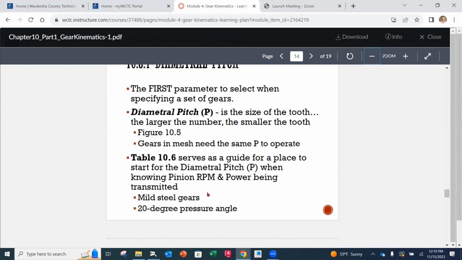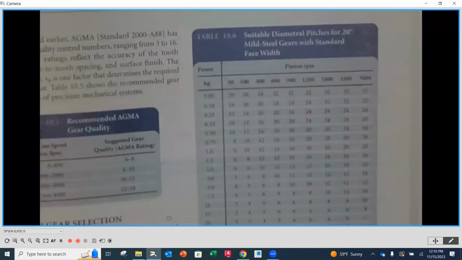Now, this table is specifically for mild steel gears, and they're all 20-degree pressure angles. If you have other specifications in terms of the type of material you're going to be using or a particular vendor you're going to go with, they will have a chart like this for you to get started. So this is just a run-of-the-mill, generic one. On the bottom of page 275 is where you are going to find table 10.6.